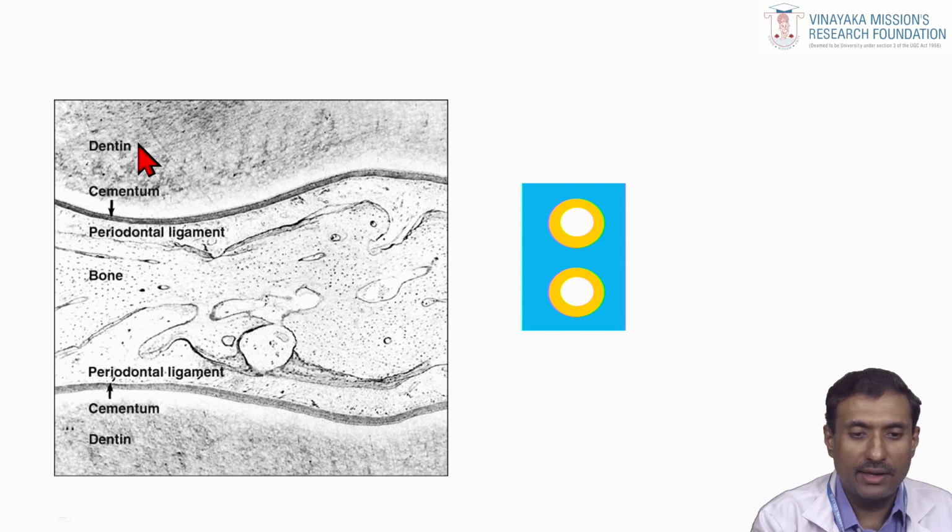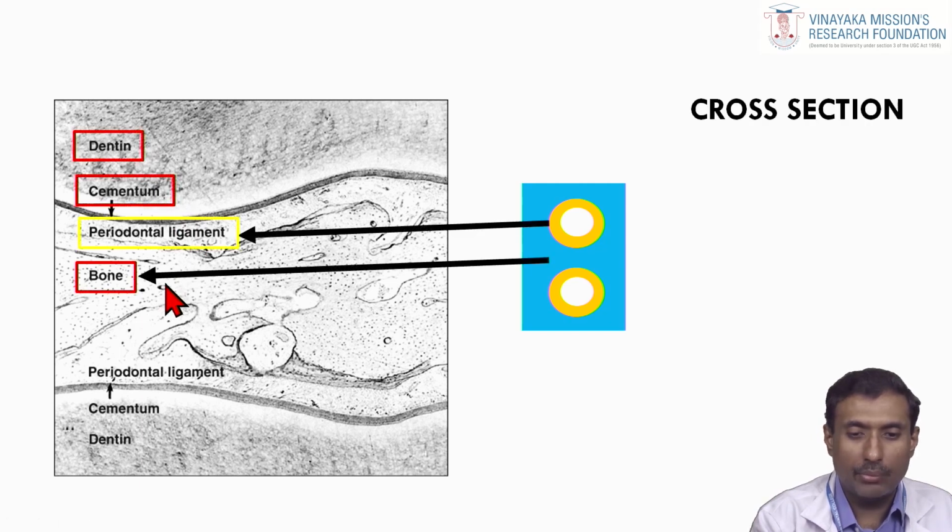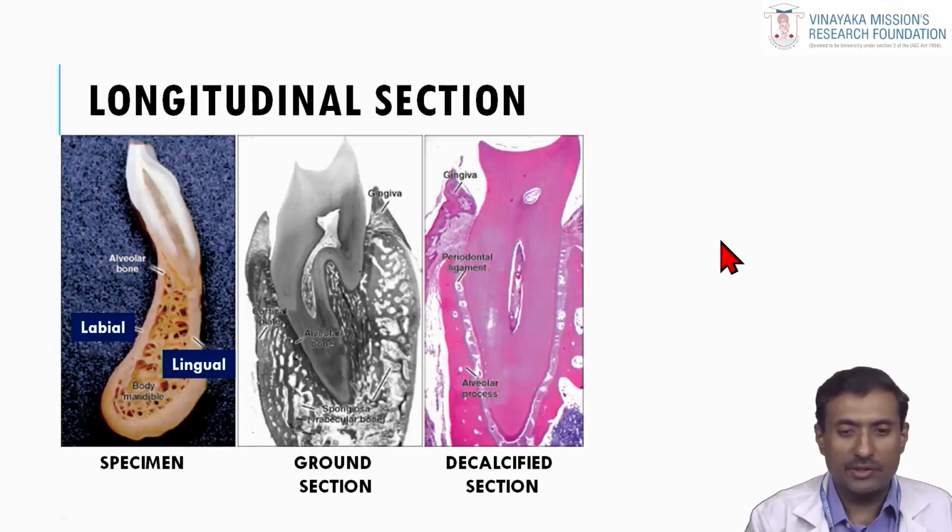As we move on, we can see the dentin, the cementum, and then the bone. The focus over here is the periodontal ligament. There is a small gap over here. Radiographically, you will see it as the periodontal ligament space. Now those were all schematic representations.